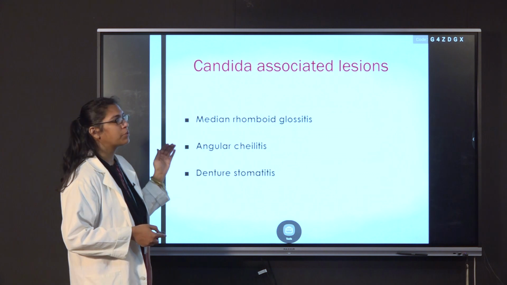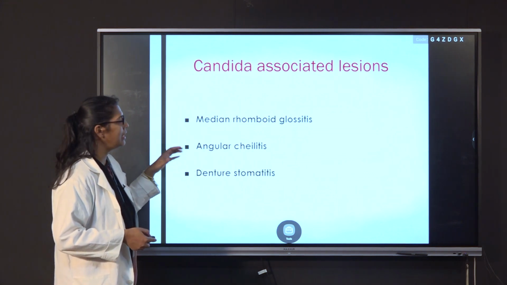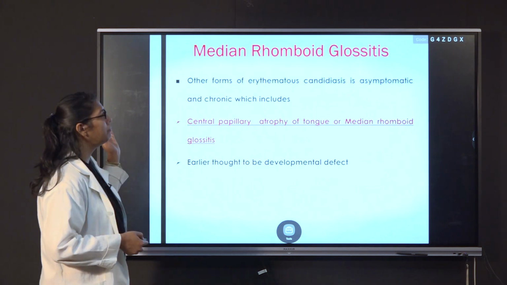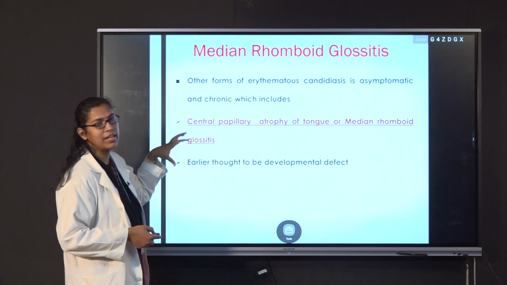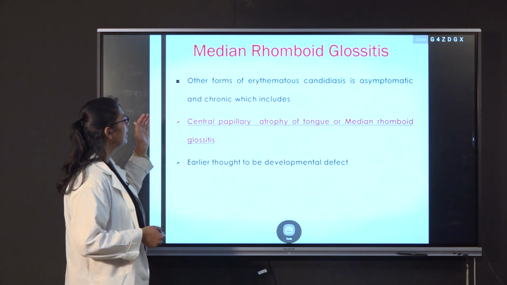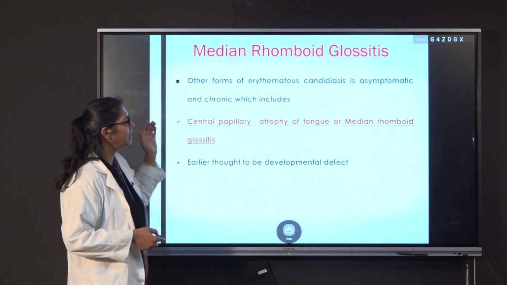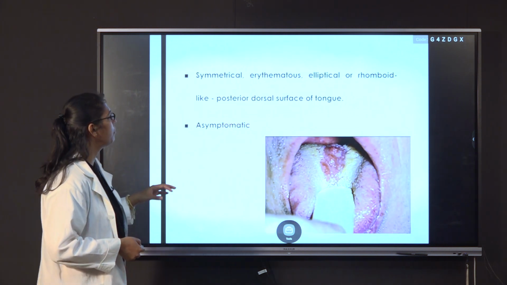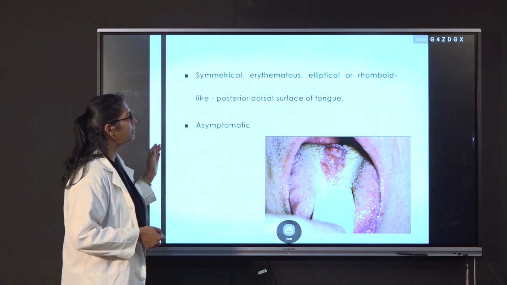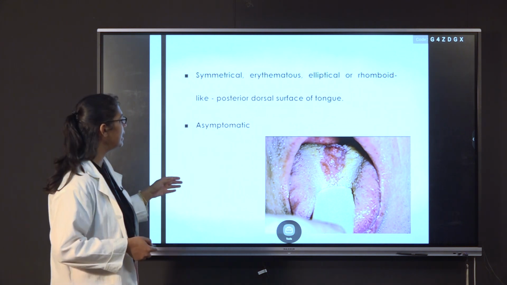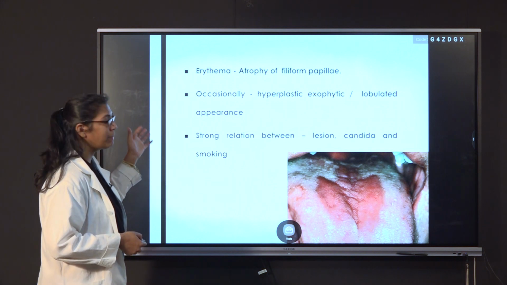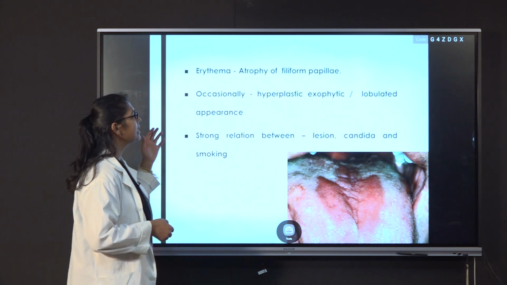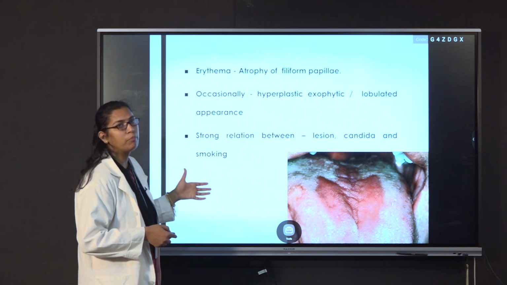Now coming to the candida associated lesions, the three lesions are median rhomboid glossitis, angular cheilitis and denture stomatitis. Median rhomboid glossitis is another form of erythematous candidiasis, which is asymptomatic, with central papillary atrophy of the tongue. Initially it was thought to be a developmental defect, but not anymore. These are symmetrical, erythematous, elliptical or rhomboidal lesions on the posterior dorsal surface, again asymptomatic. Erythema is seen because of atrophy of the filiform papillae, just like erythematous candidiasis. Occasionally there can be a hyperplastic, exophytic or lobulated appearance.